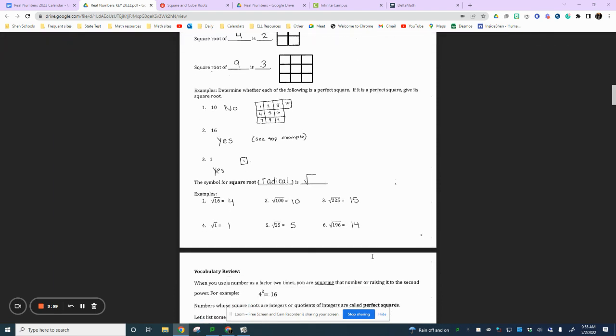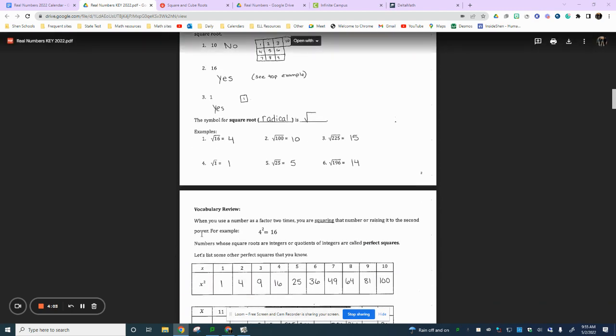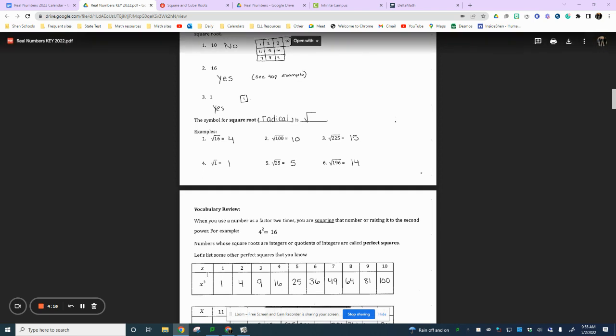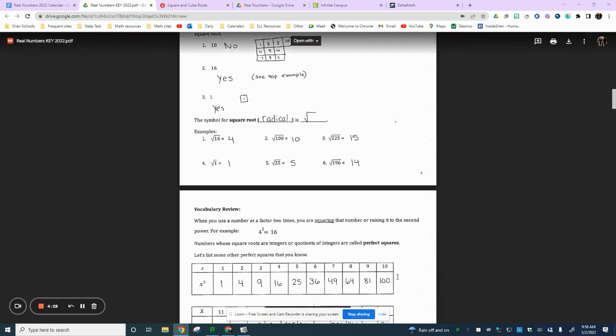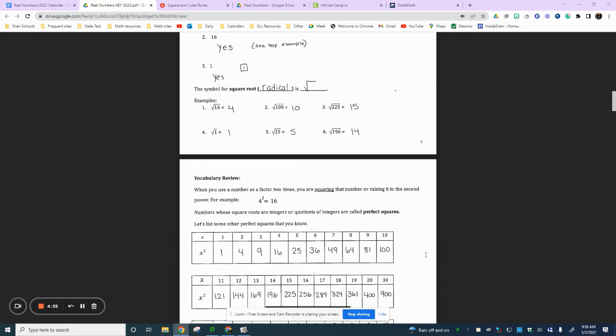Okay. So when you use a number as a factor 2 times, you're squaring that number or raising it to the second power. So you have that calculator key x squared. Those are perfect squares, right? And numbers whose square roots are integers or quotients of integers are called perfect squares. So in the table below, you can go ahead and fill out the table. Taking 1, squaring it is going to be 1, 2 squared is 4, 3 squared is 9, 4 squared is 16, and so on. So pause the video and fill in the next row with 11 through 30.